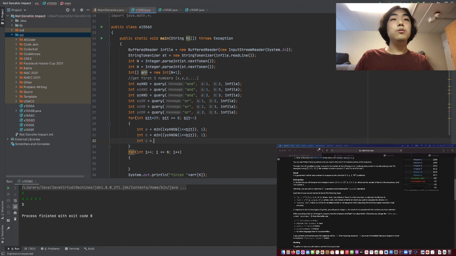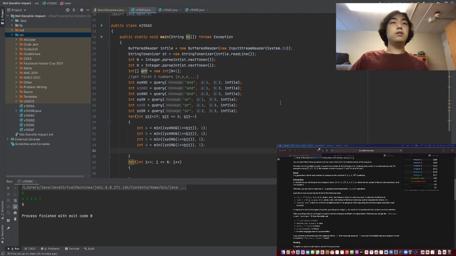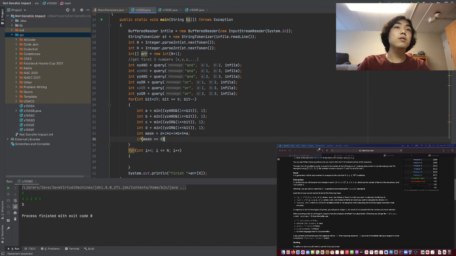And C is equal to, I mean, we're just checking the bit to see if it's good or not, right? X, Y, or. And then D is equal to the same thing, except it's just YZ or. Yeah, that works. And so if A plus B plus C plus D is equal to 0. Okay, well, and mask is equal to D plus 2 times C plus 4 times B plus 8 times A.